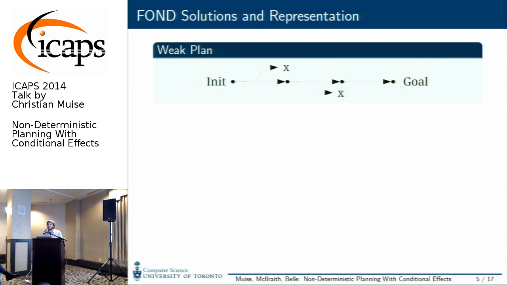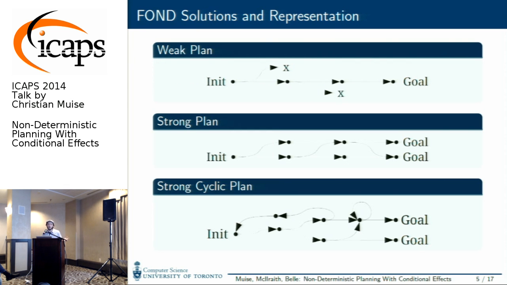So FOND, we've seen a number of these things before. You've got 3 types of solutions for FOND planning. A weak plan that has some chance of reaching your goal. Maybe not all of the states you reach get to your goal because of non-determinism. A strong plan, you're guaranteed to reach your goal and there's no cycles, but it's a little less interesting for a lot of the problems we look at. And finally, strong cyclic plans. You're guaranteed to reach the goal at some point in the future. And you do allow cycles.